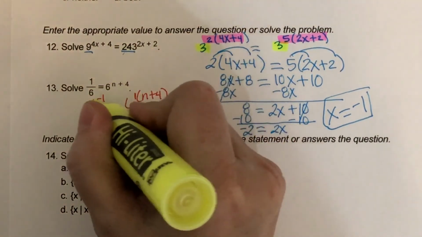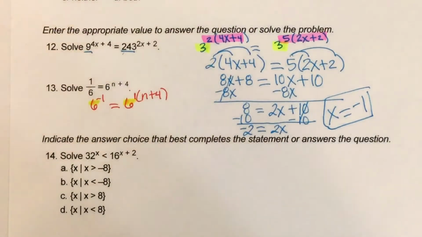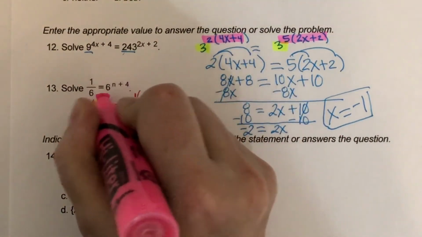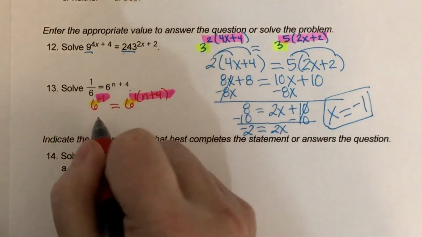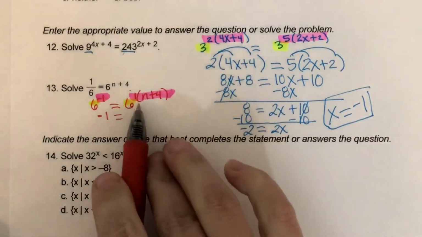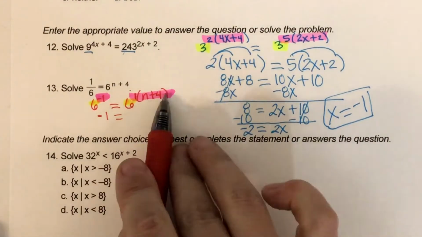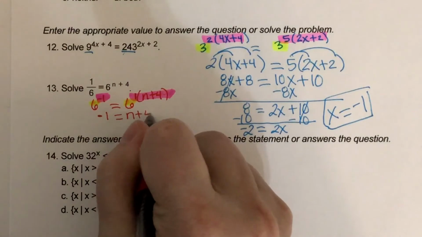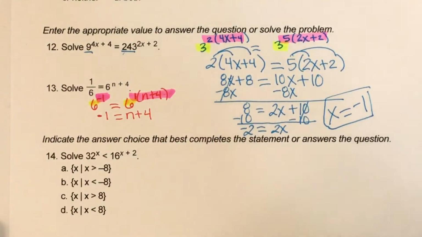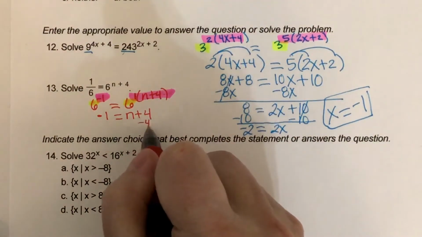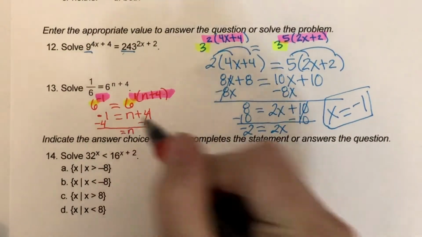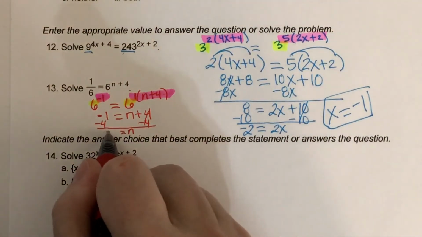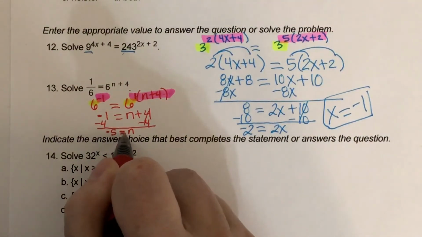If this base equals this base, then this exponent will equal that exponent. Okay, so this exponent, negative 1, will equal this exponent. Now, 1 times n plus 4 is just n plus 4. So that's all I'm going to write is n plus 4. And then this is easy peasy. Get rid of addition of 4 by subtracting. The n drops. And negative 1 minus 4 is negative 5. And so that's my answer. N equals negative 5.